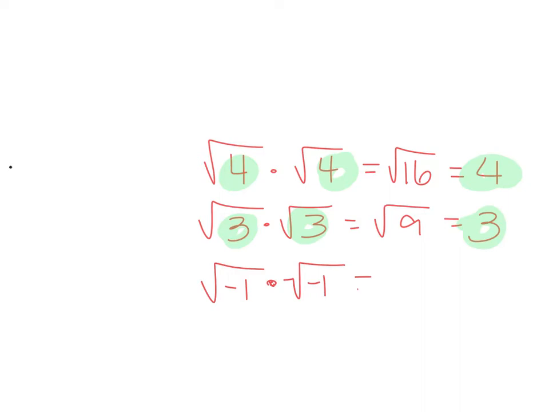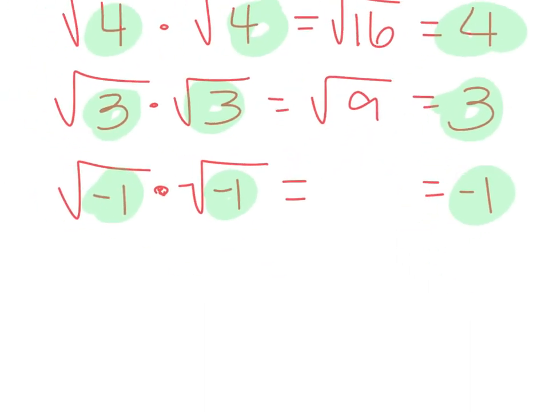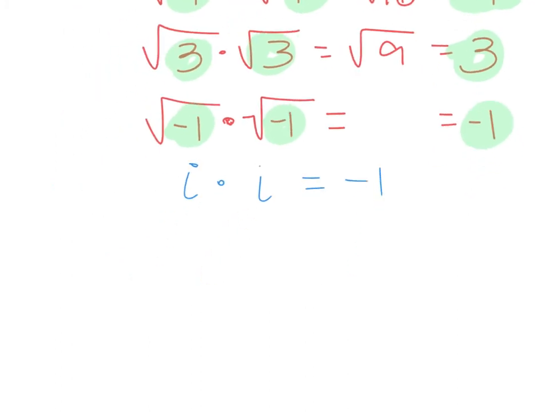Actually, I'm not even going to do that because that's going to be confusing. So this would give you negative 1, right, because of those same exact ways. But now let me take these, because we know the square root of negative 1 is i, so this is really like i times i. That's going to give you negative 1.